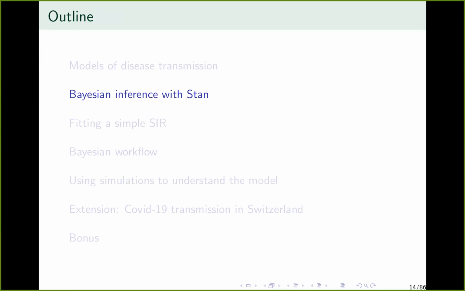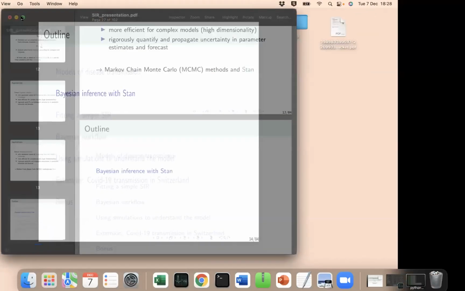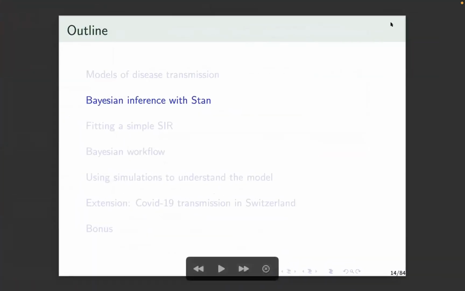And so at this point, I will leave it to Lisa, who will start with the Bayesian inference with Stan and how to fit these models in Stan. So Lisa, if you want to share. Can everyone see my screen now? Yeah. Yes. Excellent.